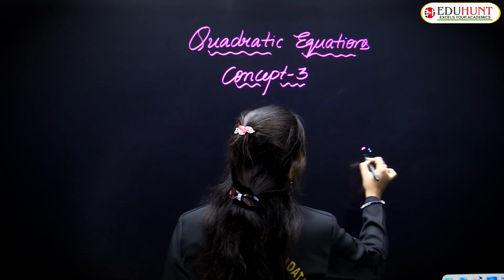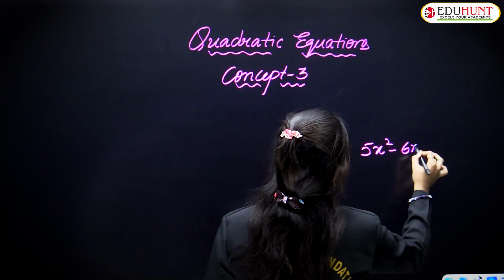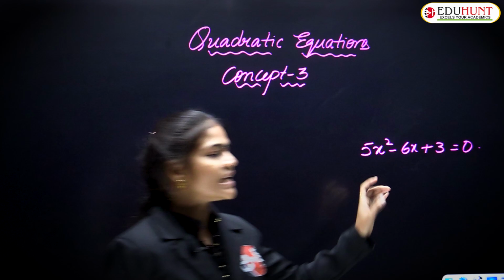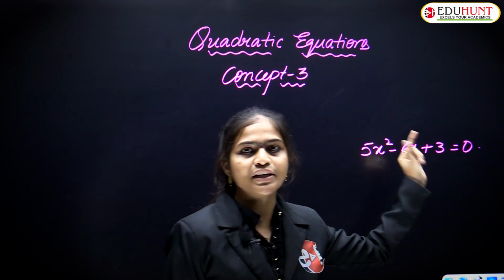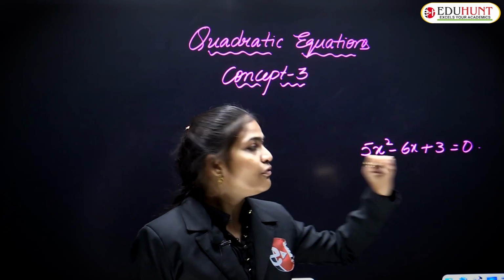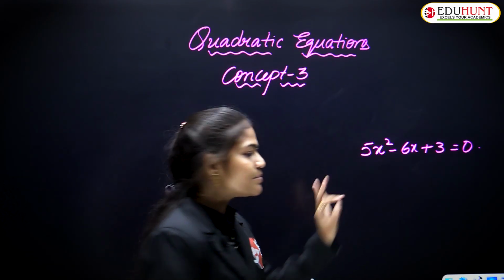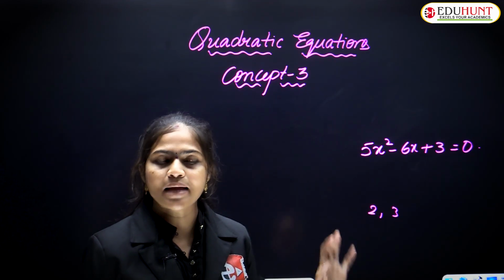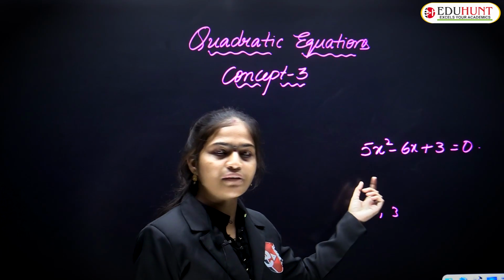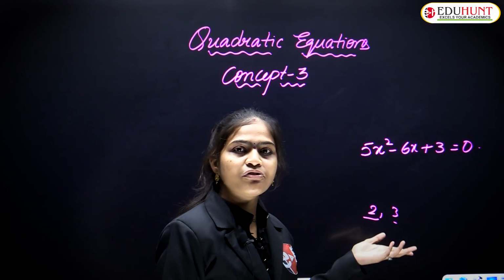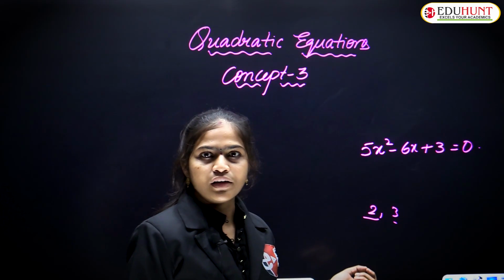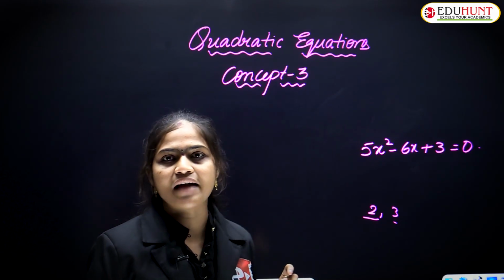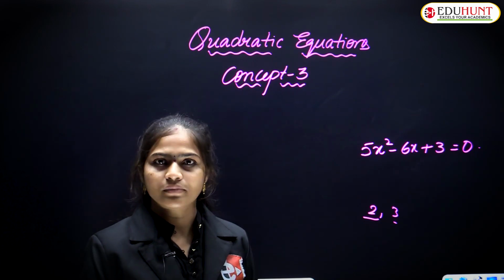For example, 5x square minus 6x plus 3 is equal to 0. This is one of the quadratic equations. We know that it has two roots. Here I am not finding the roots, I am just saying, for example, 2 and 3 are the roots of some given quadratic equation. Here we can say that 2 and 3 are real numbers, so those two are real roots. So the given quadratic equation has real roots.